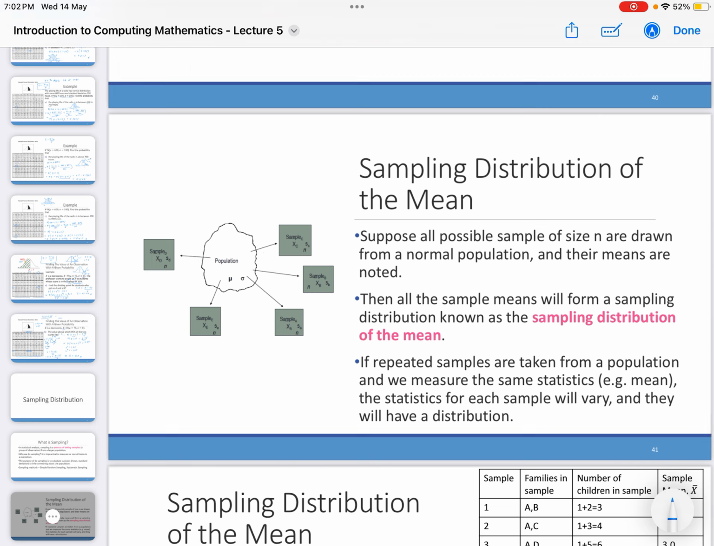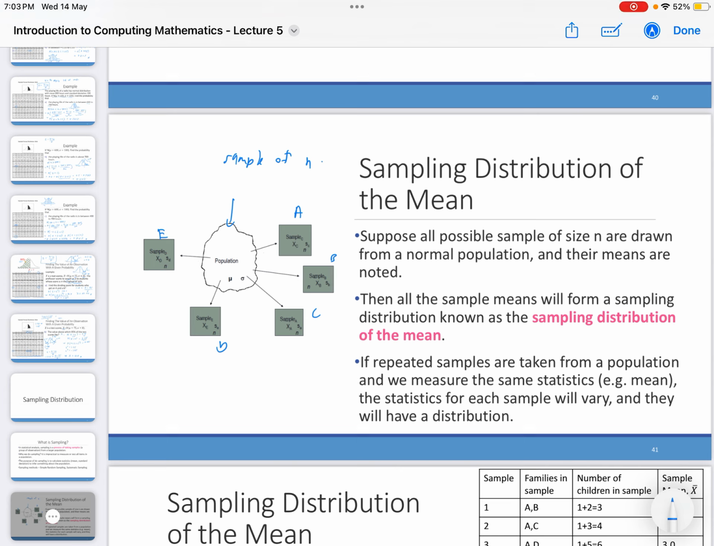Okay, sampling distribution of the mean. Suppose all possible samples of size n are drawn from a normal population and their means are noted. Basically, we have a big population, and we want to pick a sample of size n. To get all possible samples, let's say we can have sample A, sample B, sample C, sample D, and sample E. This is just an example of all possible samples.